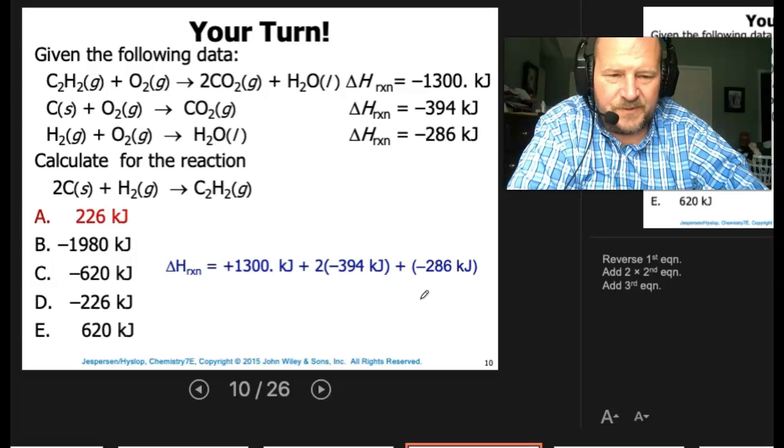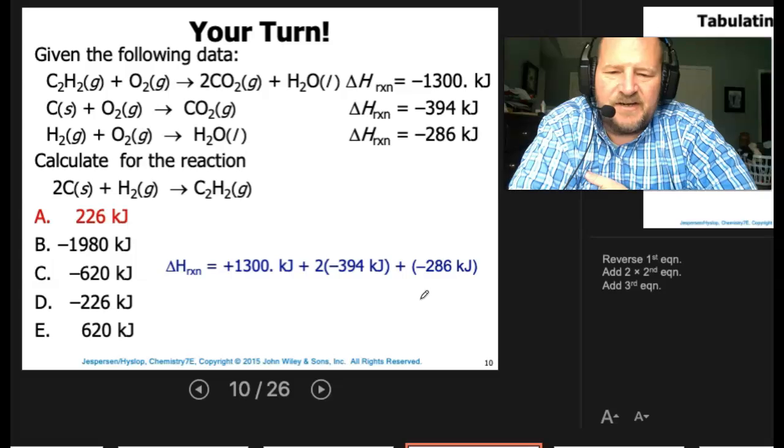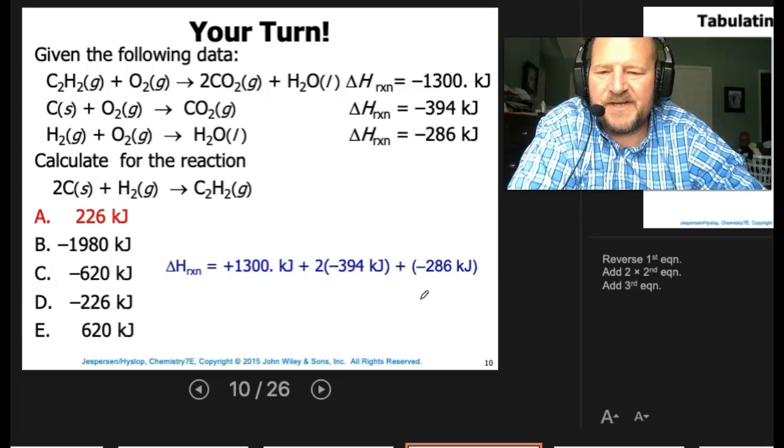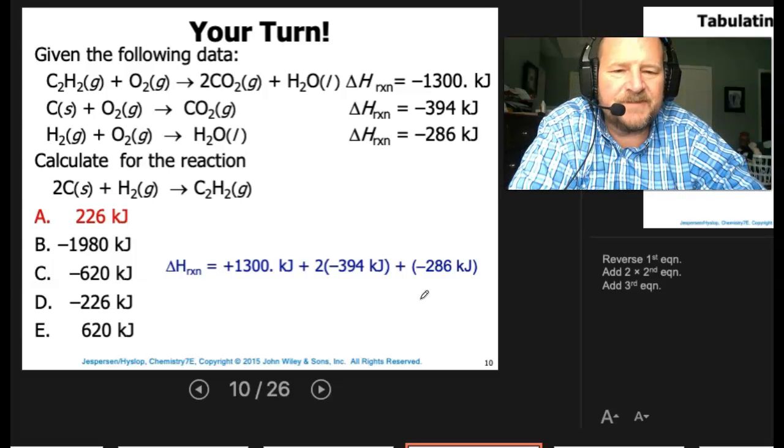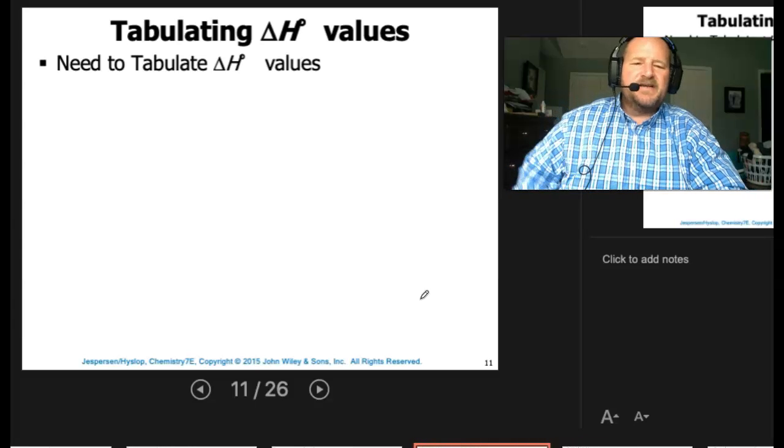And hopefully you come up with 226. And of course you'll take the 1300 plus 2 times the negative 394 plus the negative 286. And when we sum those up, that should give us 226, right? All right, so tabulating delta H values.